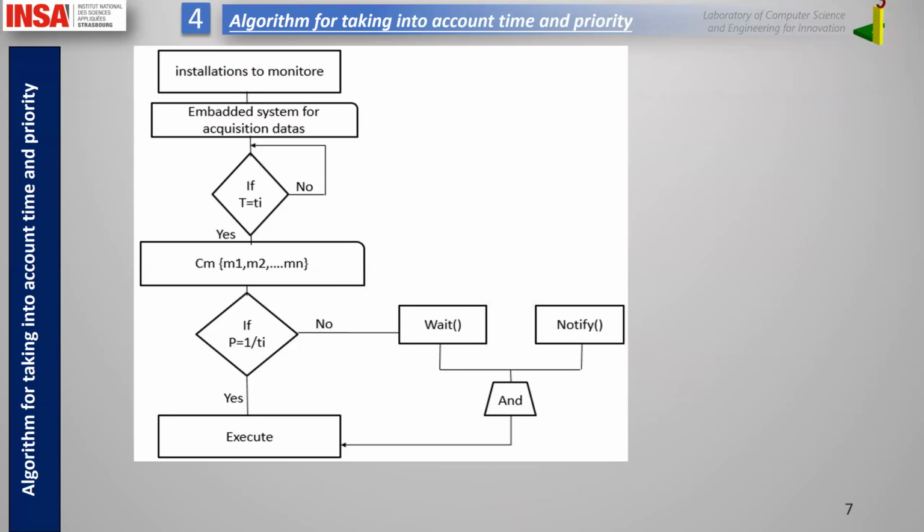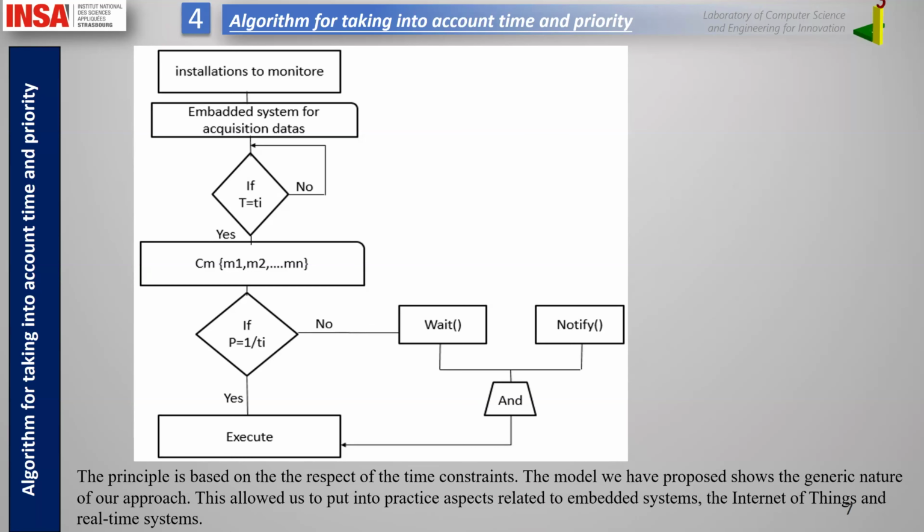This algorithm is presented in this slide. First, we have the installations to monitor, and the equipment installations are embedded systems for data acquisition. If data is acquired, we compare it. The time is real time, and after the condition is verified, we send the measurement. If P equals 1 divided by TE, we execute. Else, we wait, and wait messages are additional notified messages, and we send another message for execution. The principle is based on respect for the time constraint.